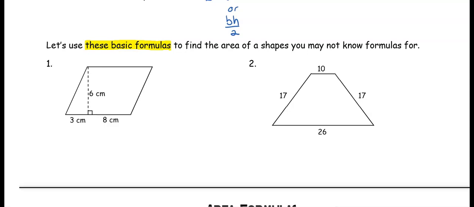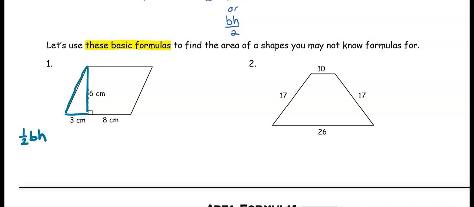So if I look at this first shape in number 1, this is a parallelogram. We know all about parallelograms. We learned about all their properties, but we never learned how to find the area. Maybe you forgot how to find the area of a parallelogram. But if I look here, I see that I can break this down into a triangle. And this triangle is 1/2 base times height.